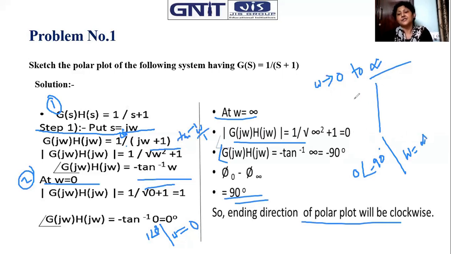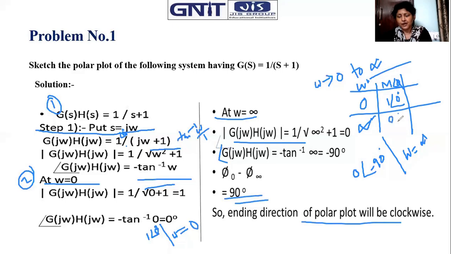My suggestion is you make a table where omega varies from 0 to infinity, and put the magnitude and phase along with it. That will be better for understanding. So for omega equals 0 rad per second, you can put the unit here, you get magnitude 1 and phase 0 degrees, and at infinity you get magnitude 0 and phase minus 90 degrees.